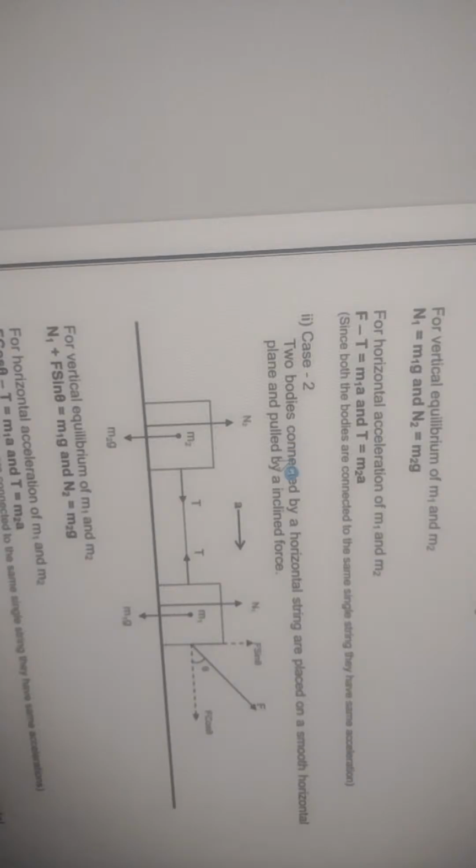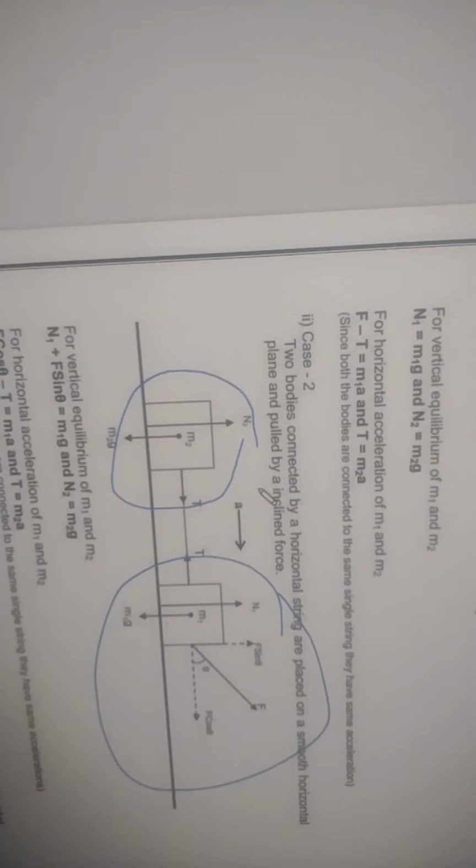Case 2: two bodies connected by a horizontal string are placed on a smooth horizontal plane. We've already done this. Here M2g acts this way. The tension there will be T for this body, and T and F for this one. So we have two different entities, this is a different entity and this is a different entity. We have two bodies connected by a string.